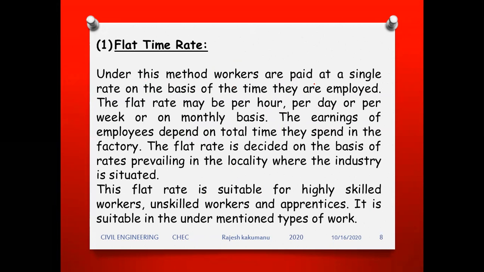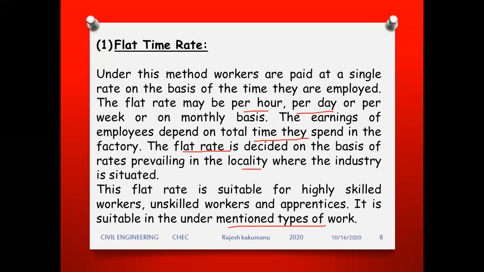Under this method, the workers are paid at a single rate on the basis of the time they are employed. The flat rate may be per hour, per day, per week, or monthly. The earnings of the employees depend upon the total time they spent in the factory. The flat rate is decided on the basis of rates prevailing in the locality where the industry is situated, whether it is located in an urban area, rural area, semi-urban area, or a remote area. The flat rate is suitable for highly skilled workers, unskilled workers, and apprentices. It is suitable in under mentioned types of work.